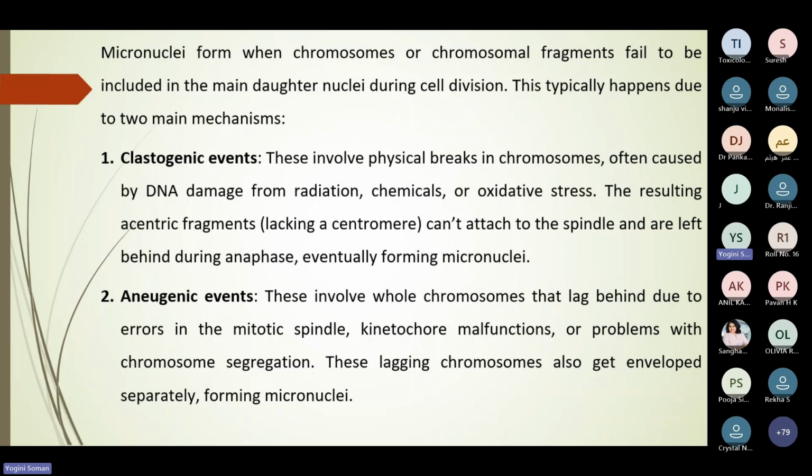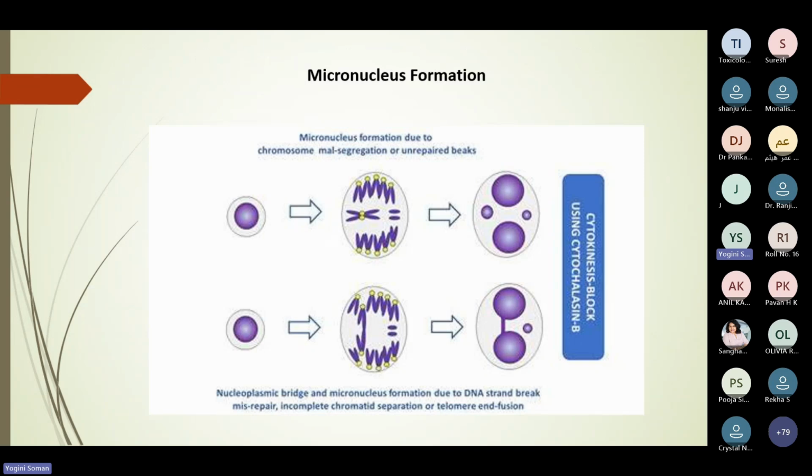Then the second mechanism is an aneugenic event. In an aneugenic event, a whole chromosome lags behind due to errors in the mitotic spindle or kinetochore malfunctions or problems with chromosome segregation. In aneugenic events, these lagging chromosomes also get enveloped separately, and it forms the micronuclei, which is separate from the main nucleus. So, this is a diagram of micronucleus formation.